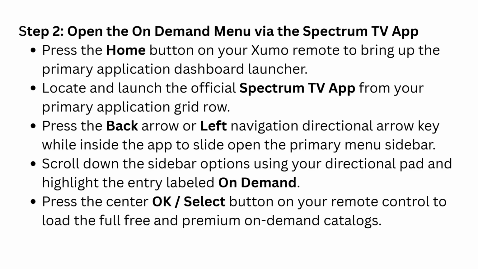Press the back arrow or left navigation directional arrow key while inside the app to slide open the primary menu sidebar. Scroll down the sidebar options using your directional pad and highlight the entry labeled On Demand. Press the center OK or Select button on your remote control to load the full free and premium on-demand catalogs.